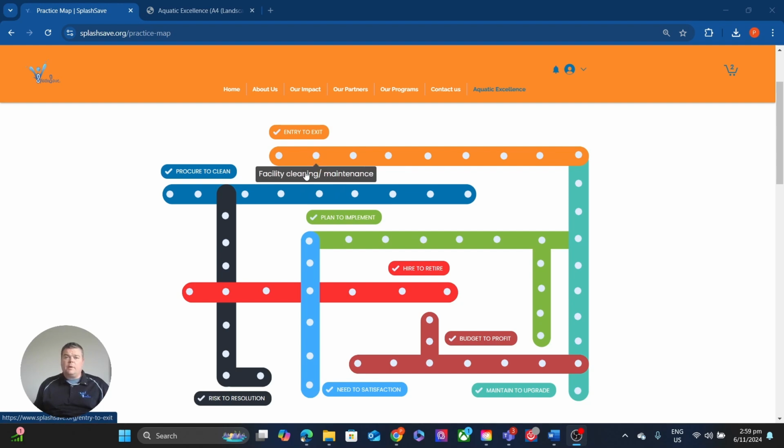Another one that we talk about, which is really heavy to the customer journey through your facility, is what is your facility cleaning and maintenance schedules like? For example, are you cleaning the changing rooms after a big school group's been through to make sure it's nice for the next members of public or members that will be walking through the door?